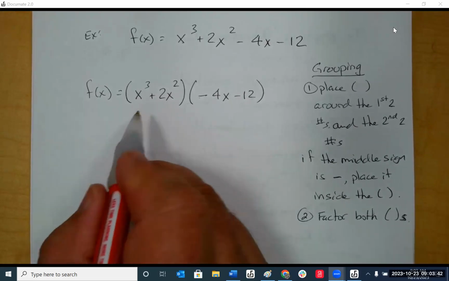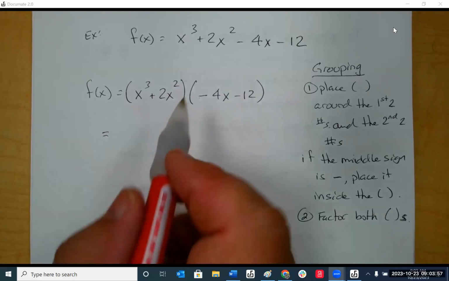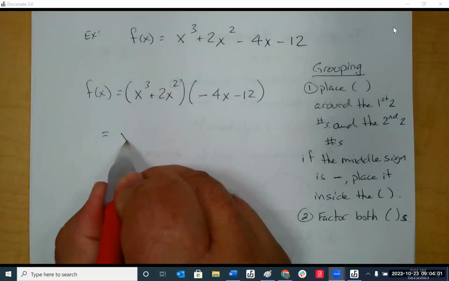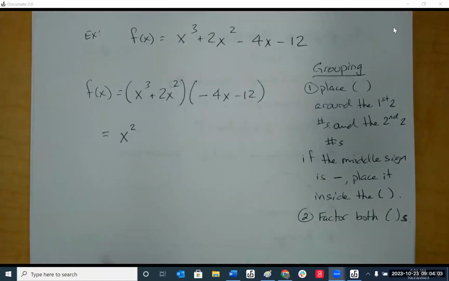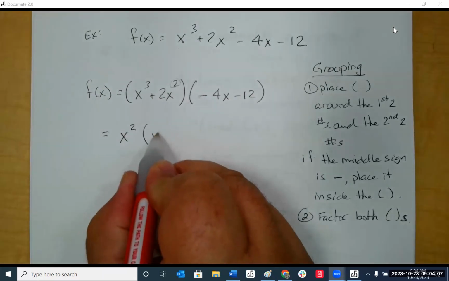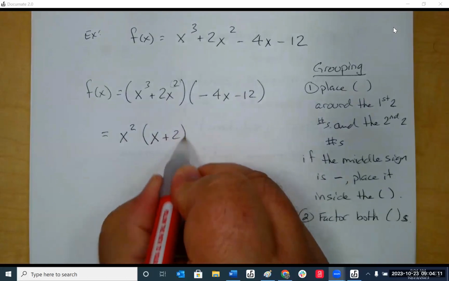So what do the first ones have in common? They both have at least two x's. So we can take out two x's. If we take away 2x here, we only have one left. If we take away 2x there, we only have two.